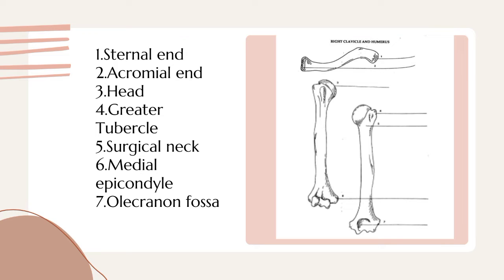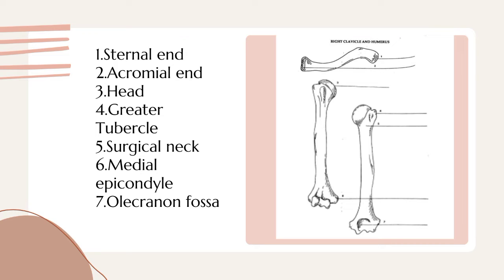Number six is medial epicondyle. Medial epicondyle is a secondary growth center at the elbow. It is the common origin of the forearm flexor and pronator muscles. Number seven, olecranon fossa.